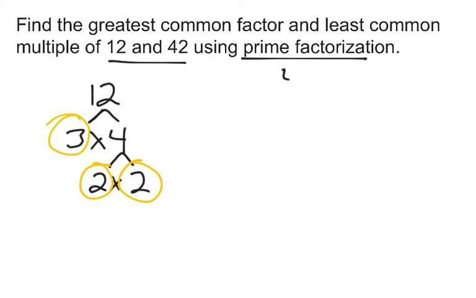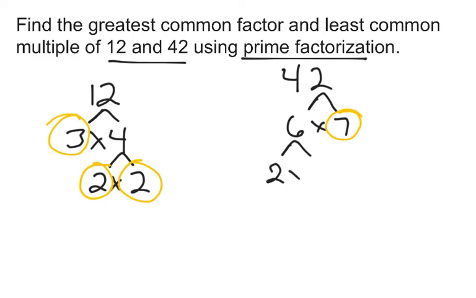So now I have my prime factorization of 12. Looking at 42, I, of course, have 6 times 7 is 42. 7 is prime. And then 6 can be broken into 2 times 3, both of which are prime. So now I have my prime factorization of each number.